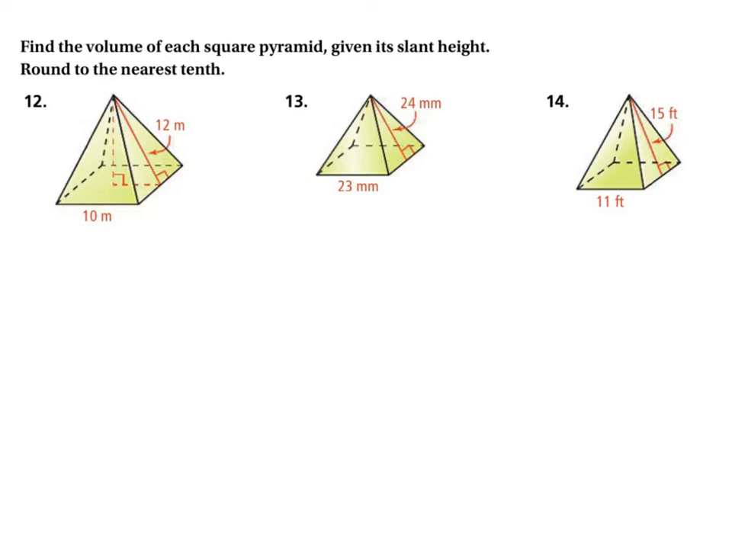Okay, so these say find the volume of the square pyramid given the slant height. The slant height isn't directly applicable to the volume like it is to the surface area. In surface area, we need the slant height. In volume, we don't need the slant height. What we need is this altitude that I'm going to use my laser pointer to point out right here.